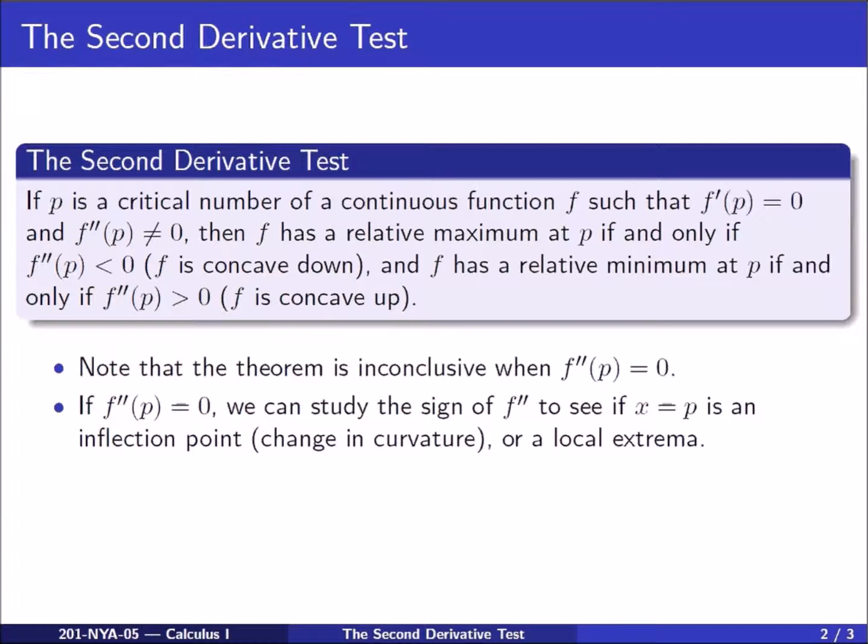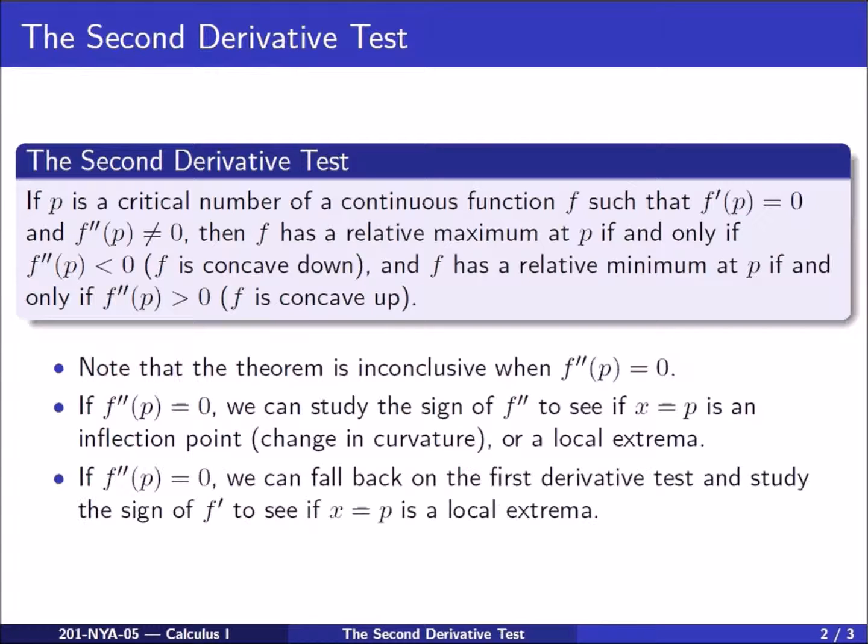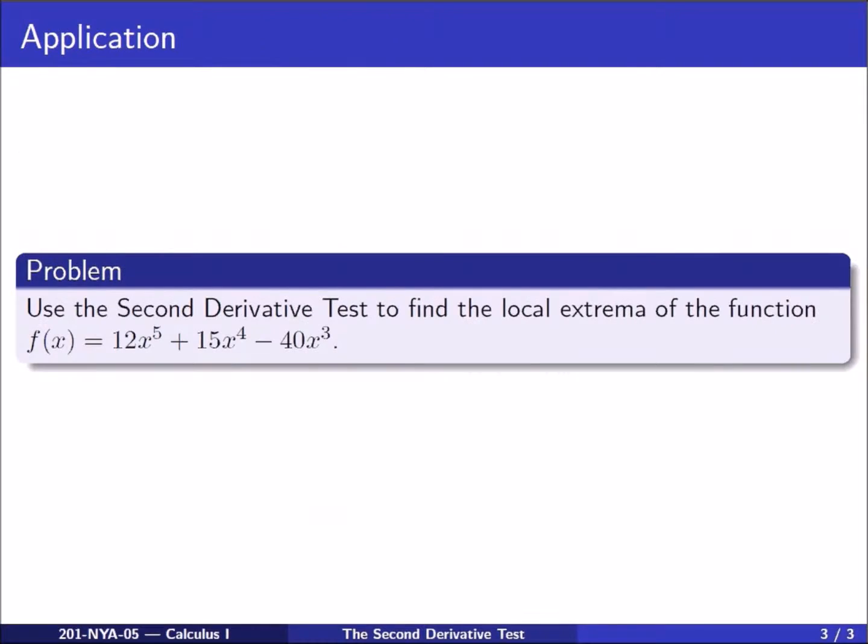However, in that case, we can study the sign of the second derivative to see if x equals p is an inflection point, that is a place where there's a change in curvature, or local extrema. We can also fall back on the first derivative test to see if there's a local extrema at p. So the problem we're going to look at is the following.